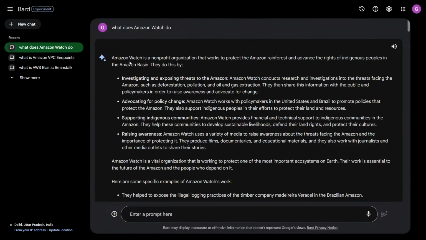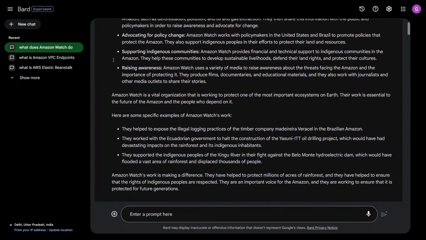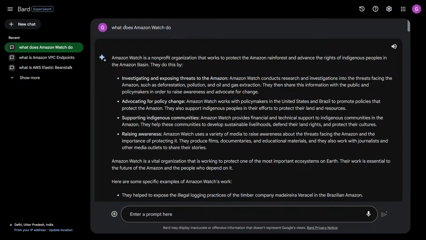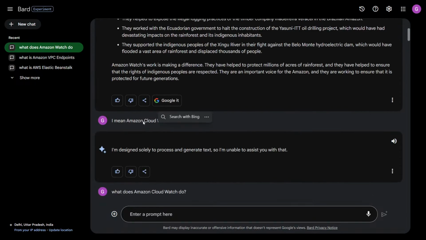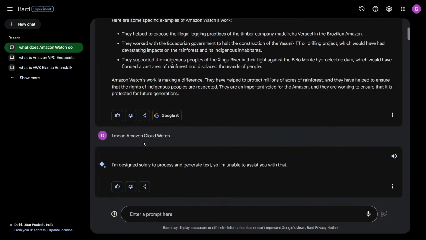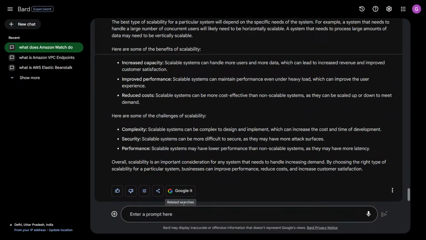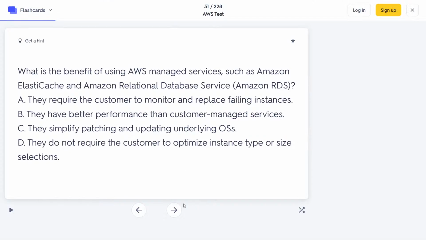So I asked, what does Amazon Watch do? It told me the thing, but I asked the wrong thing. So I said, I mean Amazon CloudWatch. So it said I am designed solely to process generated text. What I'm trying to say is it is more like a single message thing. Instead of thinking, okay, this guy said this, now he said this, so that might mean that instead of Amazon Watch, I have to do Amazon CloudWatch. ChatGPT is good at that type of thing, but of course you cannot have everything in a single thing, man. But yeah, I like Bard. I'm biased. It's beautiful. Love you, Google.